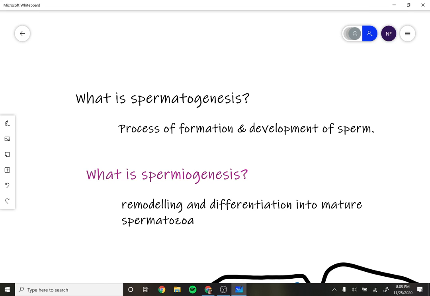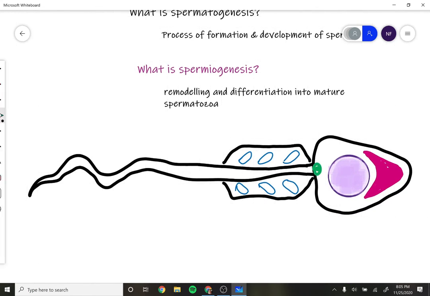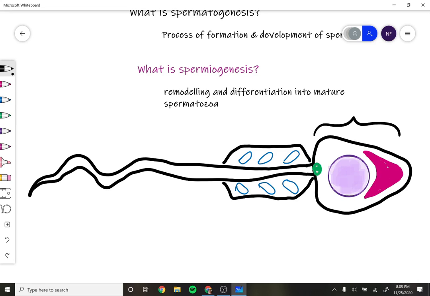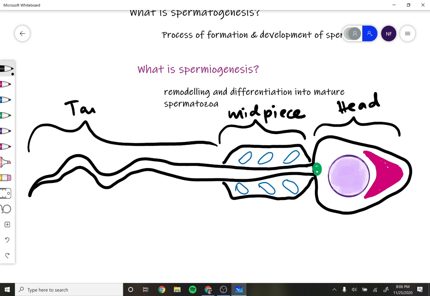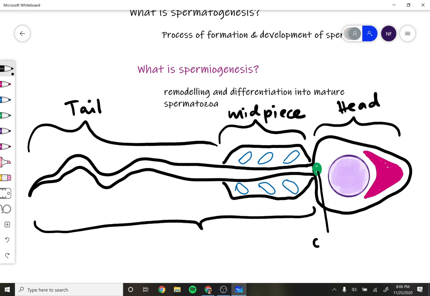Now, let's look at the structure of a mature spermatozoa. Okay, now let's look at the structure of a sperm. Parts of sperm include the head, the midpiece, which is part of the tail, while the tail is actually a flagellum that is attached to the head by the centriole. The tail is very useful for the sperm to facilitate movement so that it can swim through the female reproductive structure.